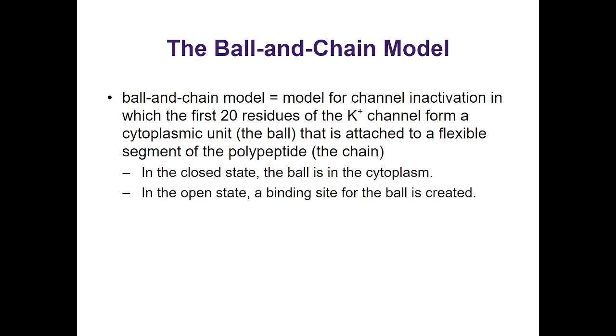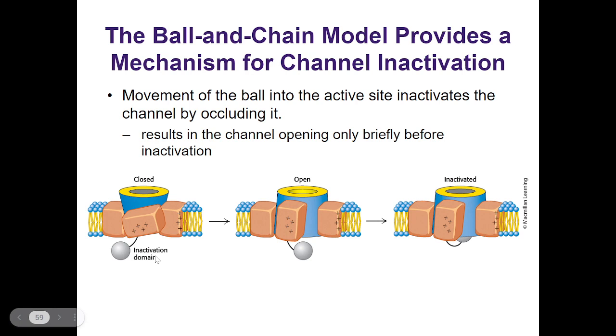This is referred to as the ball. That is attached to a flexible segment of the polypeptide, which is your chain. In the closed state, the ball is in the cytoplasm. In the open state, the binding site for your ball is actually created. So this is what this looks like. Right here, you have your inactivation domain, and again, it has the ball right here, and that's the chain, right?